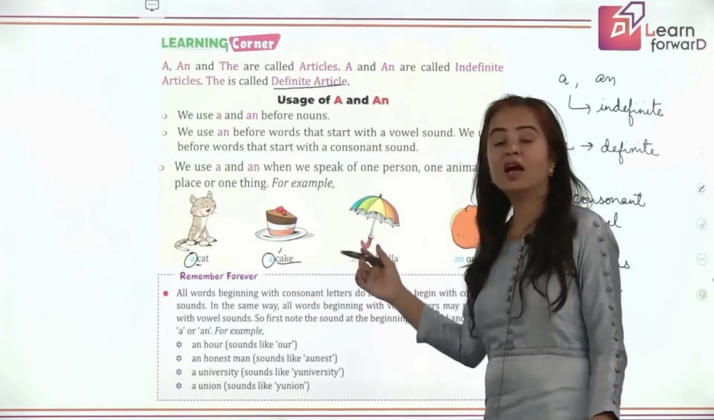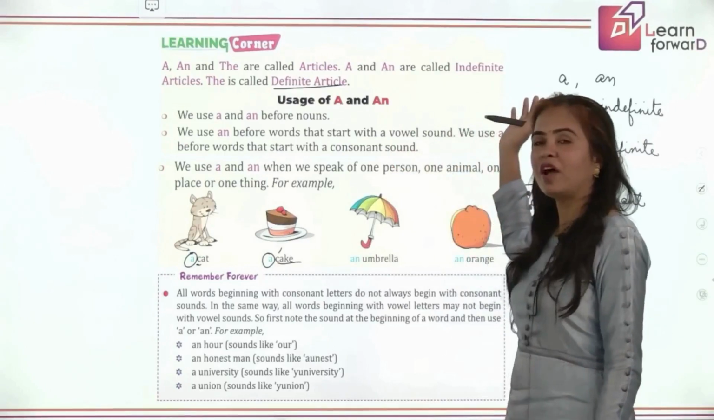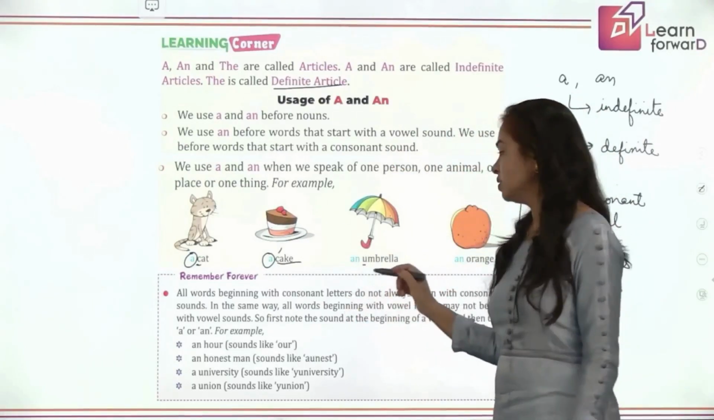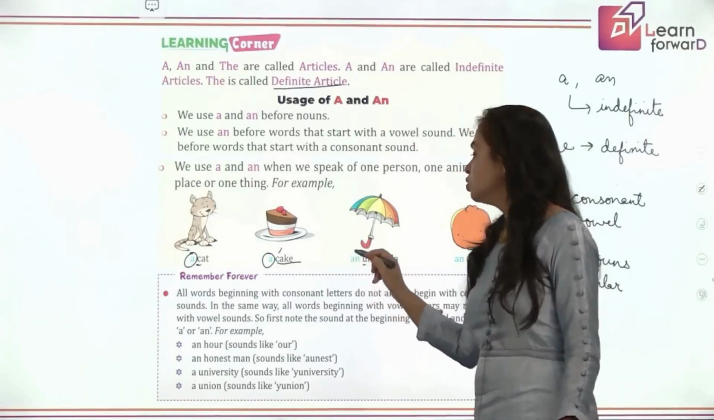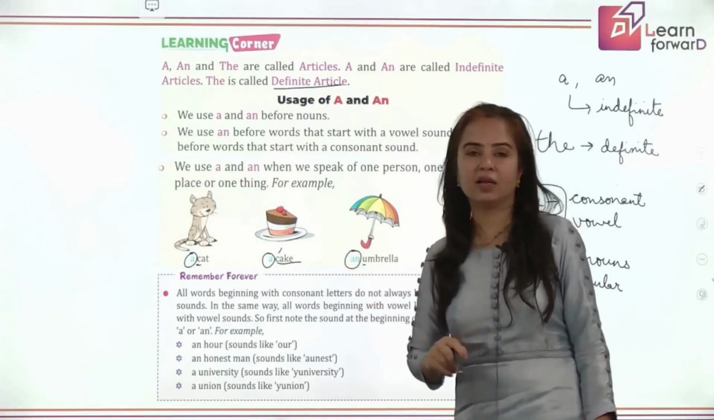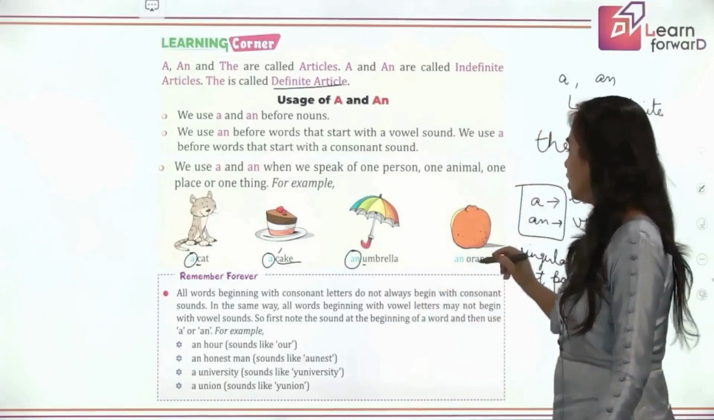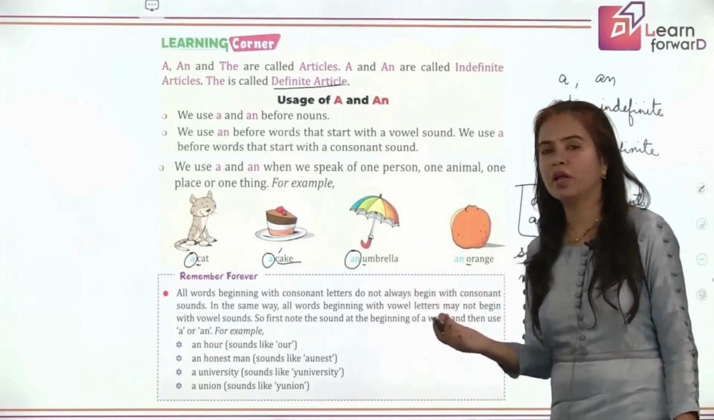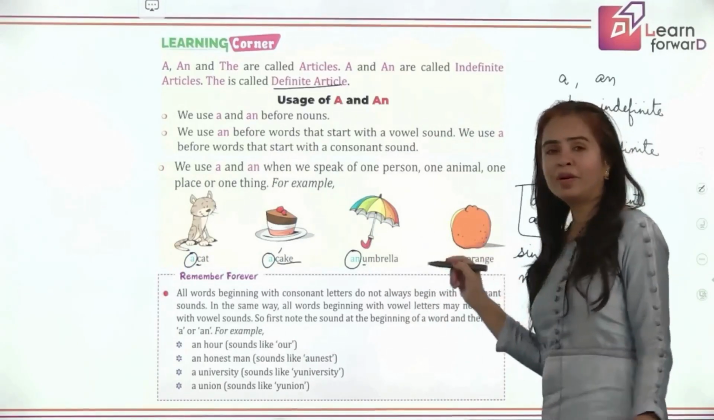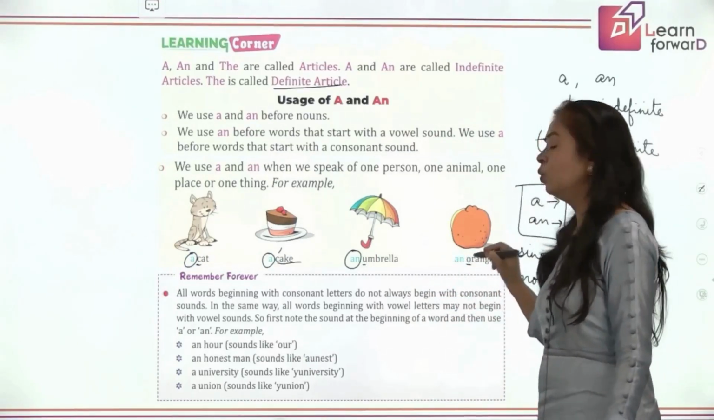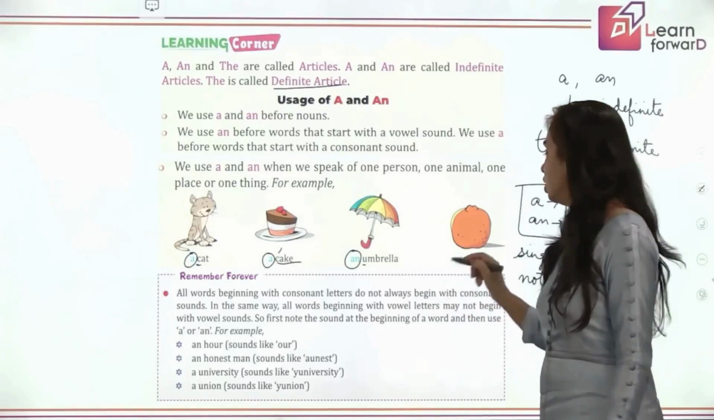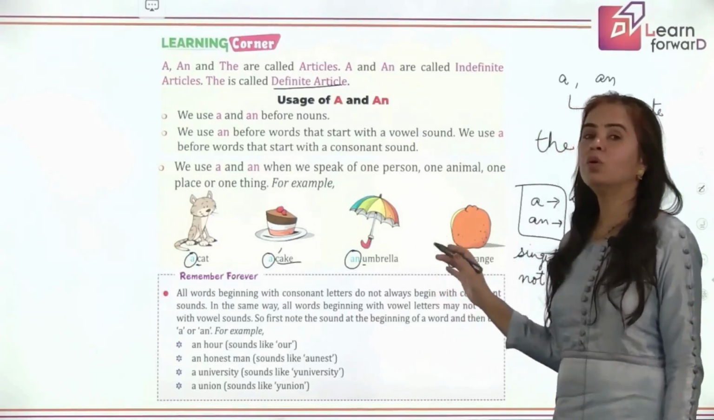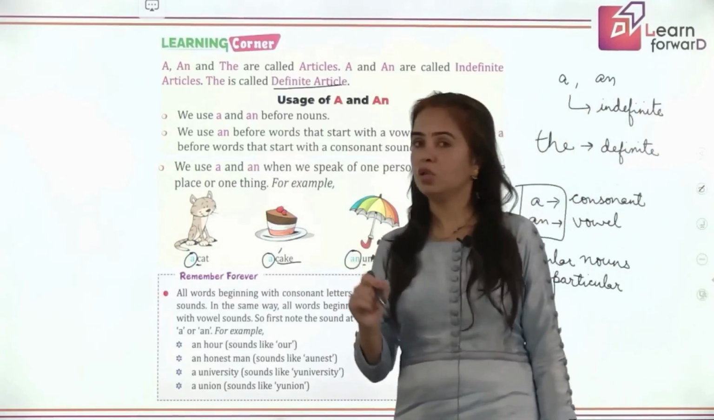What's this? An umbrella. So do you remember the 5 vowels? This is one and it can be any umbrella starting with a vowel sound. So we are using an here. Similarly, talking about an orange, it is one, any orange. I bought an orange or my mother gave me an orange, and then O is a vowel sound. So we will be using an here. So this is about the use of a and an. You must know the difference.